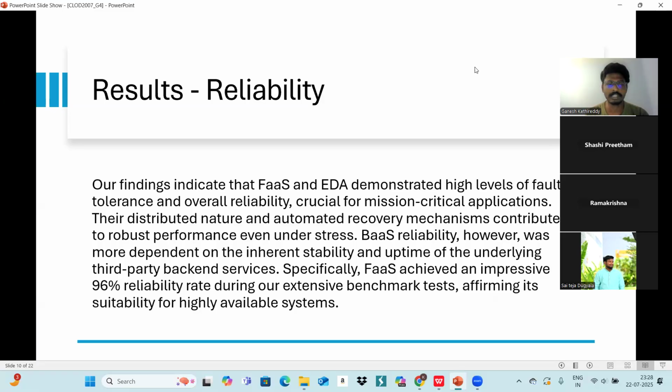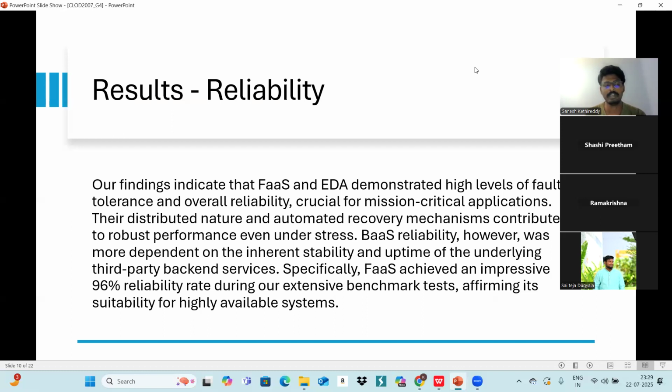In serverless computing, reliability means how consistently the system performs under stress, failure, or high load. We conduct reliability testing by introducing failures like delayed responses and resource contention while sending high concurrency traffic. Here's what we found: function as a service had the highest reliability scoring, around a 96% success rate under peak traffic. Even when a function failed mid-execution, retries were automatic.